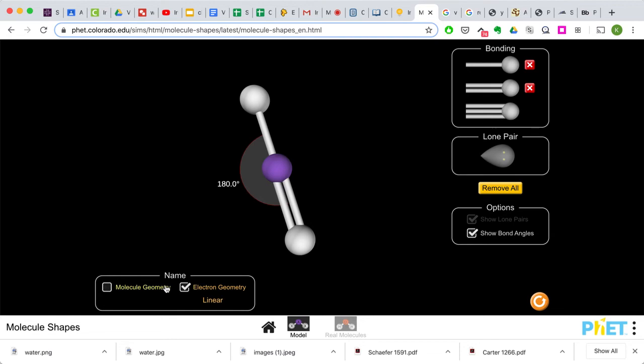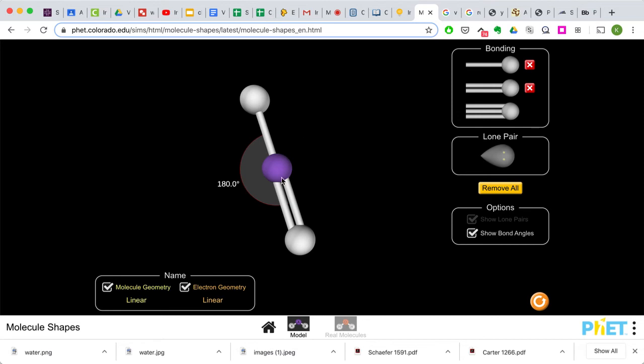If these boxes are not checked on the bottom, I want you to go ahead and check them. And if show bond angles isn't checked, I also want you to go ahead and check that. Notice that what this tells you is molecular geometry and electron pair geometry. And here's the difference between the two.